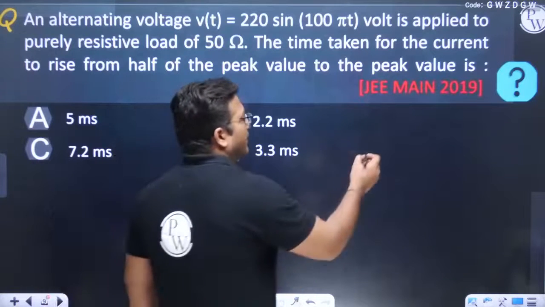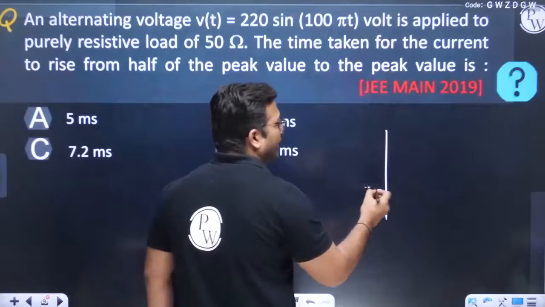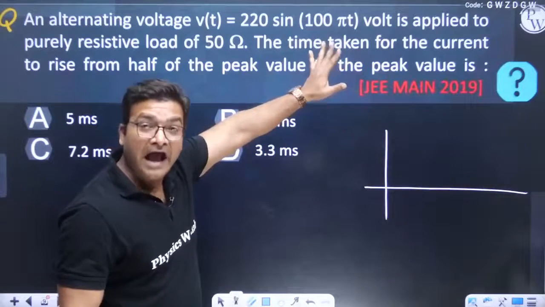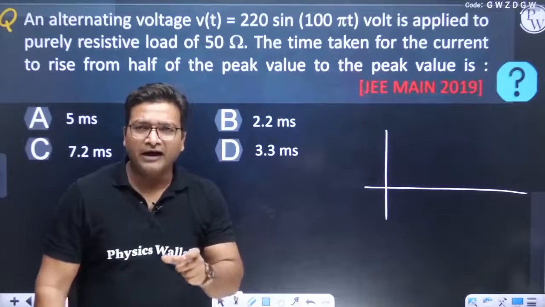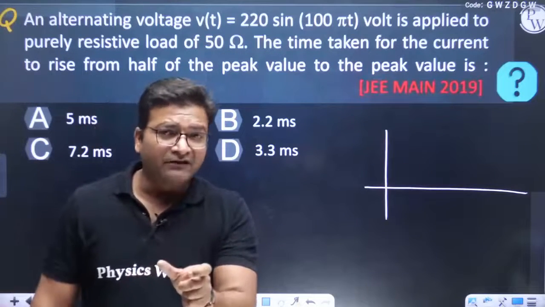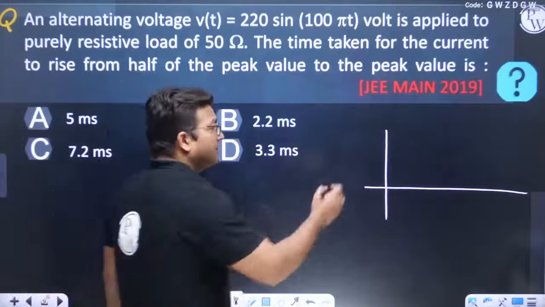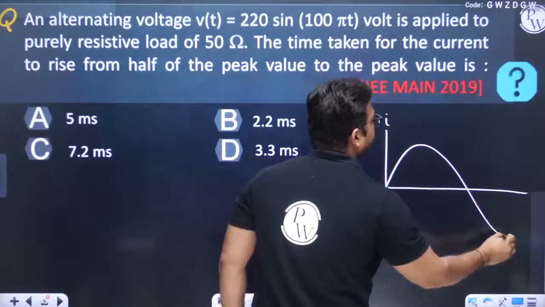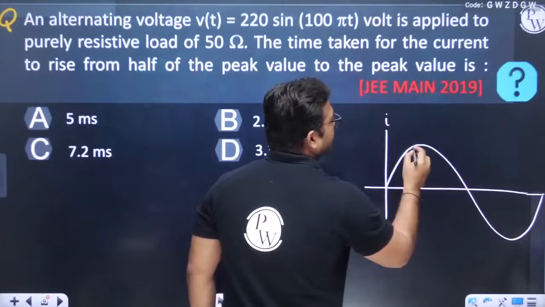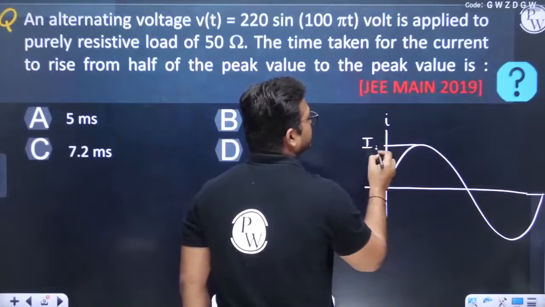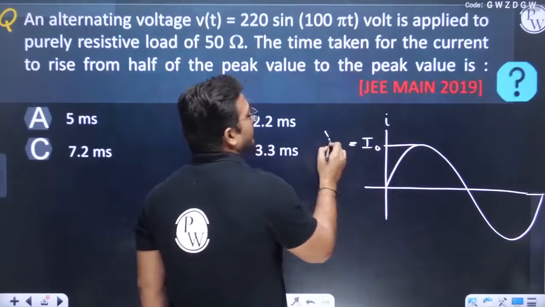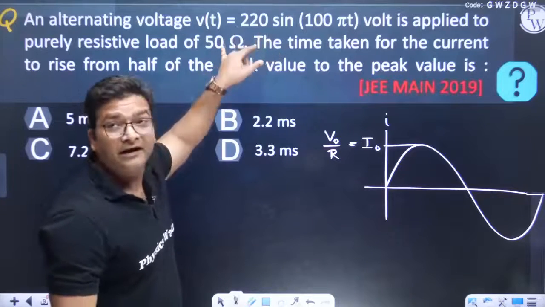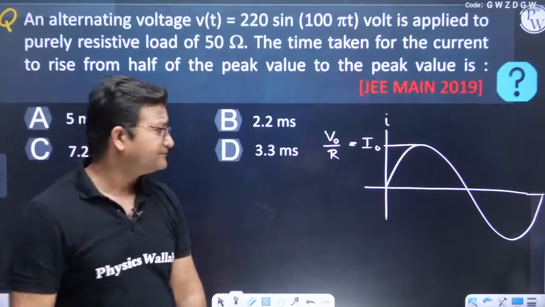If we plot the voltage, it would be a sine wave. And as in a resistive circuit we have no phase difference between the current wave and the voltage wave, the current wave can also be drawn like this. The maximum value of current, I naught, is equal to V naught by R. V naught is 220 and R is 50, but that is not needed here.